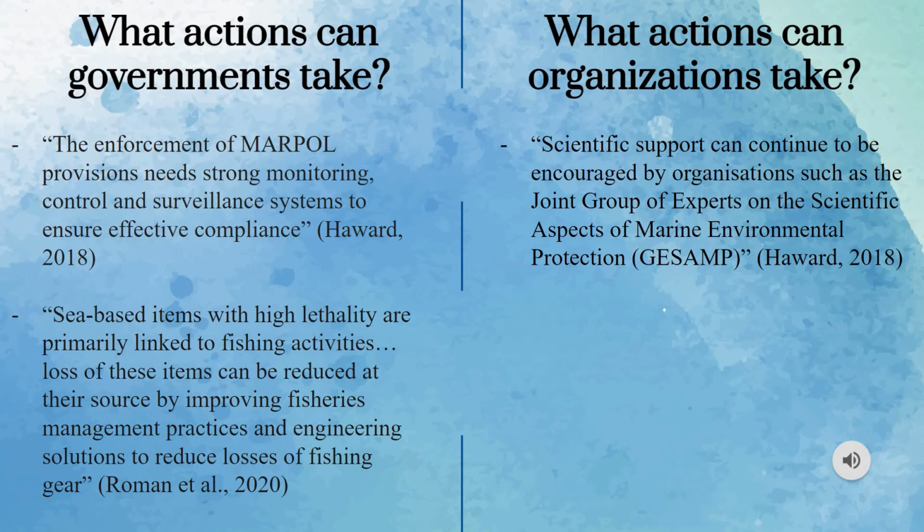Some actions government can take have been stated in some peer-reviewed articles read. According to Marcus Hayward, the enforcement of MARPOL provisions needs strong monitoring control and surveillance systems to ensure effective compliance. And in the article, Plastic Pollution is Killing Marine Megafauna, but how do we prioritize policies to reduce mortality, it states that sea-based items with high lethality are primarily linked to fishing activities. Loss of these items can be reduced at their source by improving fishery management practices and engineering solutions to reduce loss of fishing gear. These are just some actions that government can take.